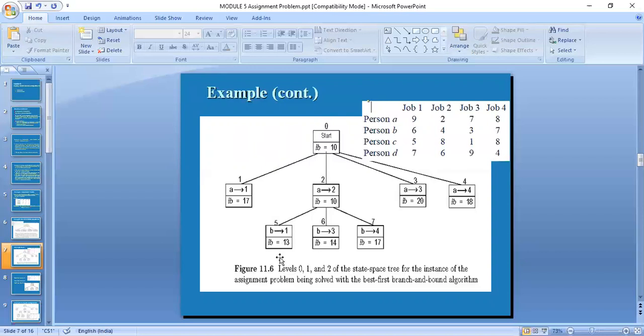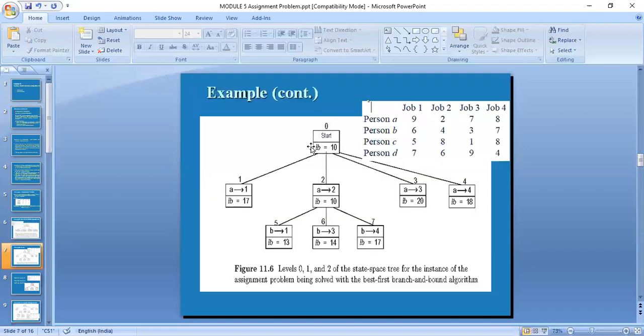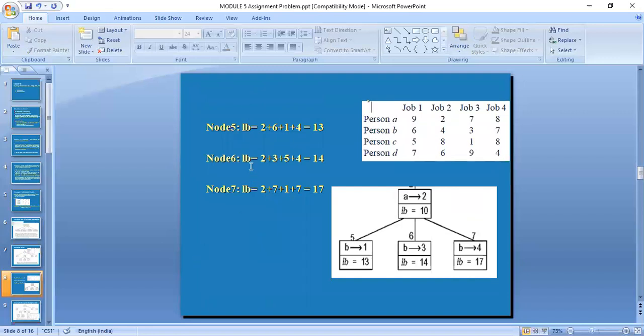So now in this case, you need to calculate the lower bound value. How will you calculate the lower bound value? You have to see that. Here I've given what the calculation is. With the same structure, we are taking only this part for calculating node number 5, 6 and 7. Now, node number 5, if you see, already we are saying person A with job 2, and its value is 2. So for node number 5, 6, 7, we are taking it as only 2.